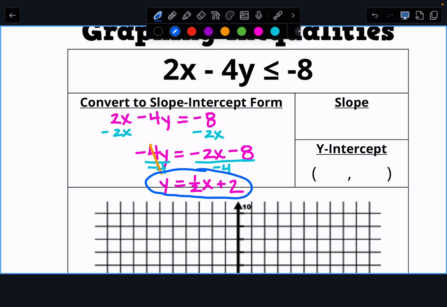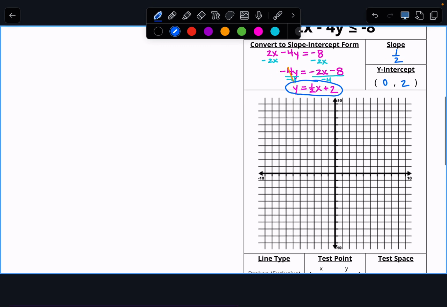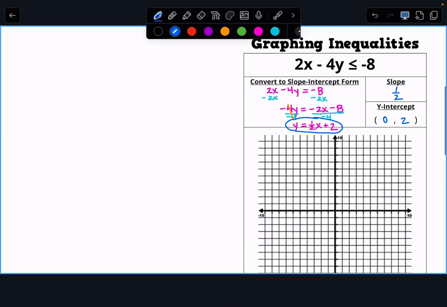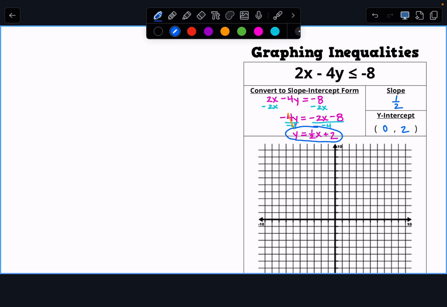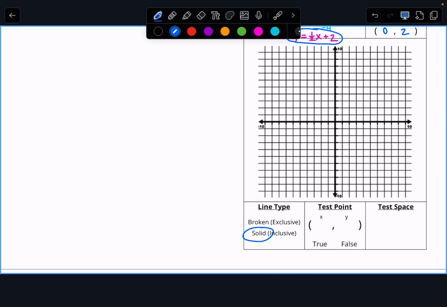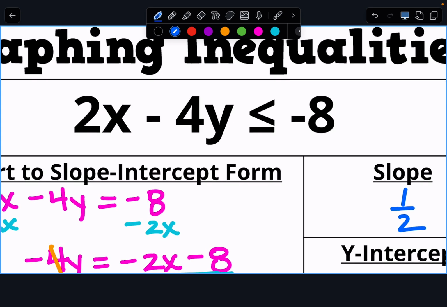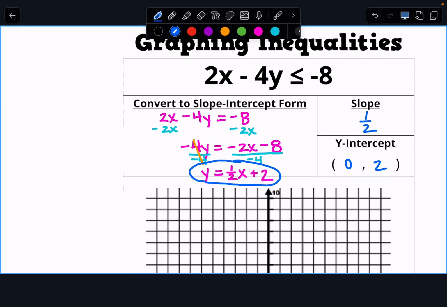Well, what does that mean? That means we have a slope of 1/2 and a y-intercept of? Okay. Now, before I start to graph this, are we going to have a broken or a solid line? We're going to have a solid line because we need to include all of those numbers. Since this is less than or equal to, we have our solid line.